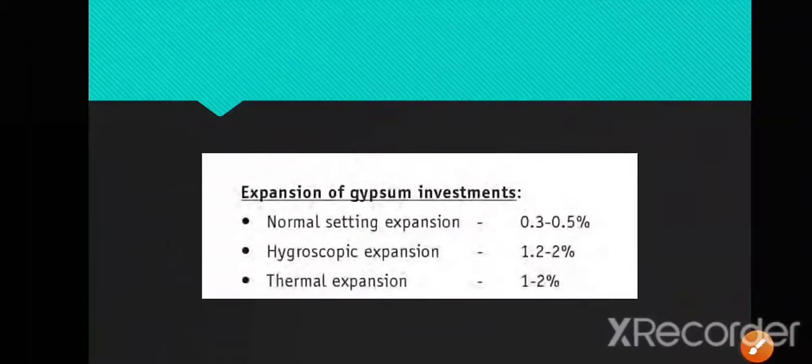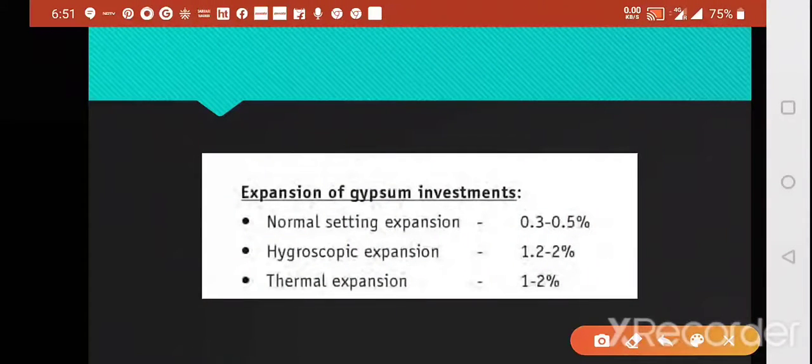Next is your setting expansion. You should remember it by heart, because there are a lot of questions on this. Normal setting expansion is 0.3 to 0.5%. Hygroscopic is 1.2 to 2%. And thermal expansion is 1 to 2%.